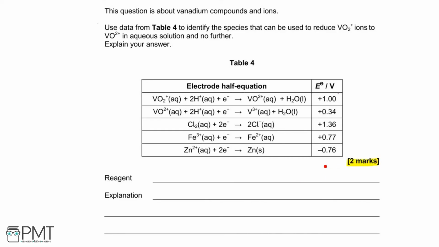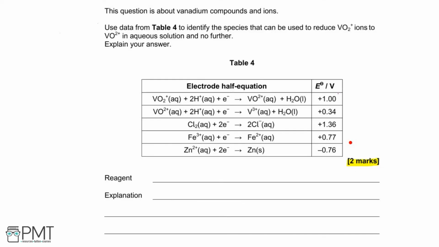So we're going to have 1 mark for giving the species of reagent, and the second mark for explaining why that reagent is the correct one. Now, when it comes to reducing agents, the lower their electrode potential, the better a reducing agent they are, as they less strongly attract any electrons, as in order to be a reducing agent, they need to donate electrons in order to reduce another species.